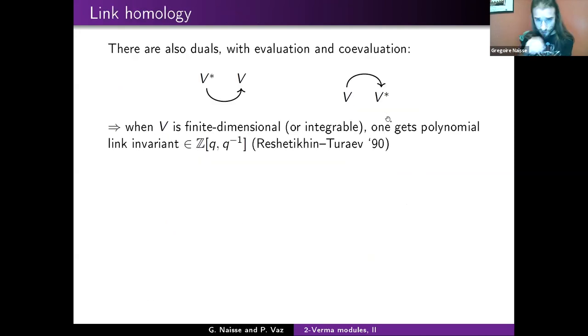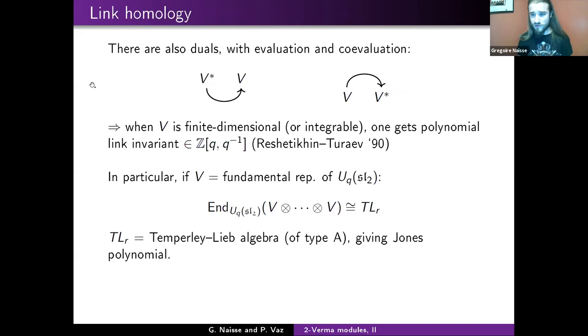And also this category of representations has duals. So you have evaluation and co-evaluation morphisms. And basically if you choose your representation to be finite dimensional or more generally integrable, you can construct polynomial link invariants basically by just writing your knot as a composition of cups and caps given by the evaluation and co-evaluation, and by braiding. And so this was done by Reshetikhin and Turaev.